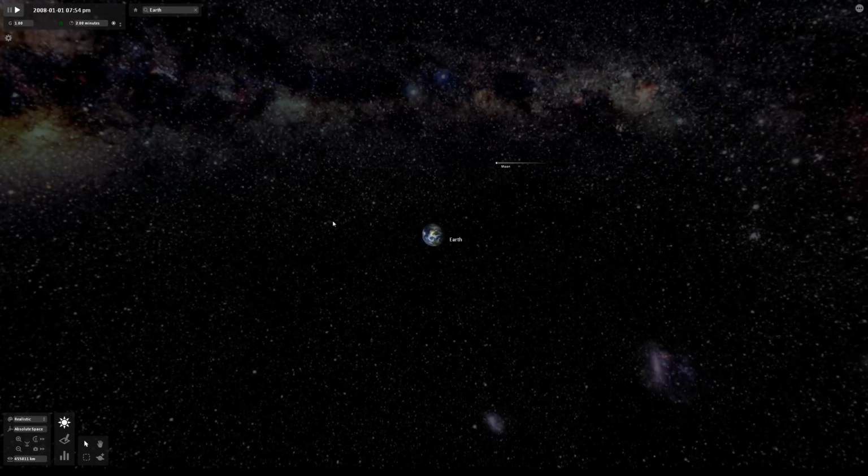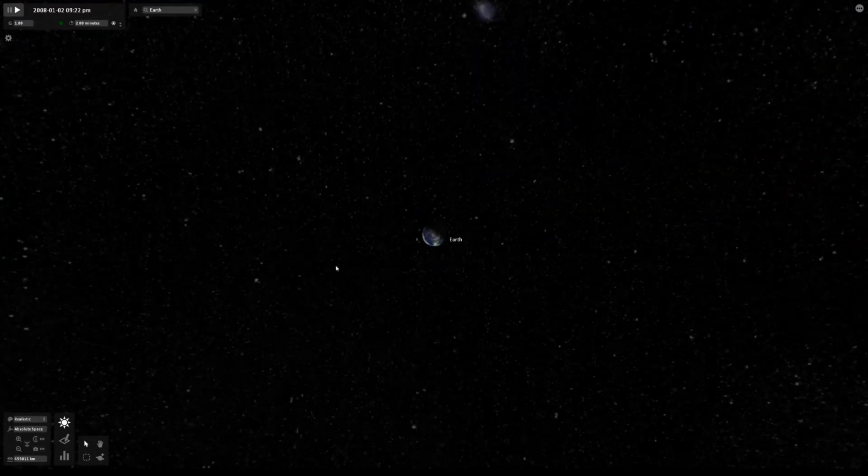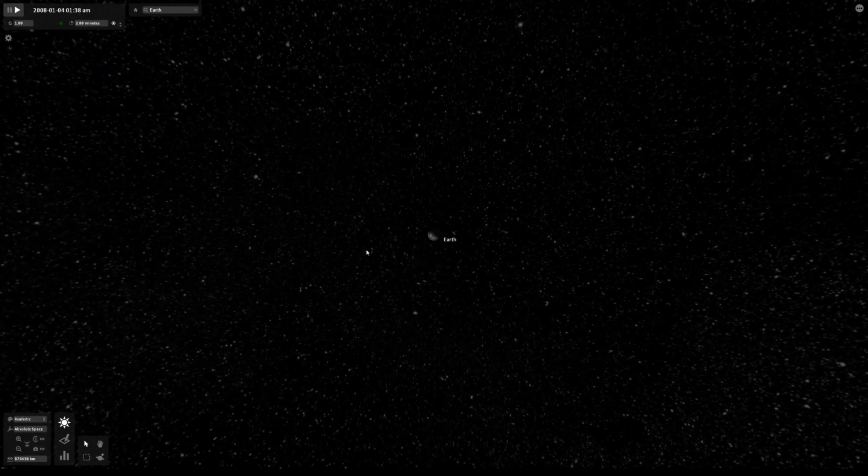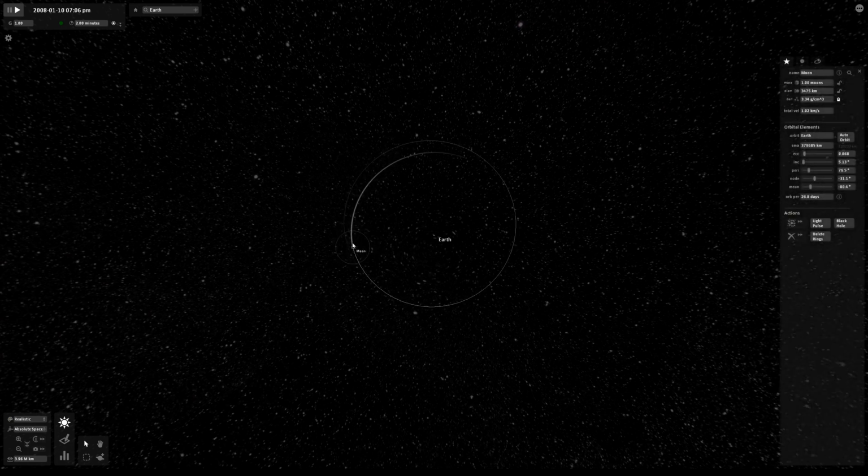So, we've got a view that you're probably familiar with, the Earth and the Moon. As we know, the Moon orbits the Earth. So, if it's all good as is, what however happens if we double the mass of the Moon? So up here in the corner I can adjust what the mass is.